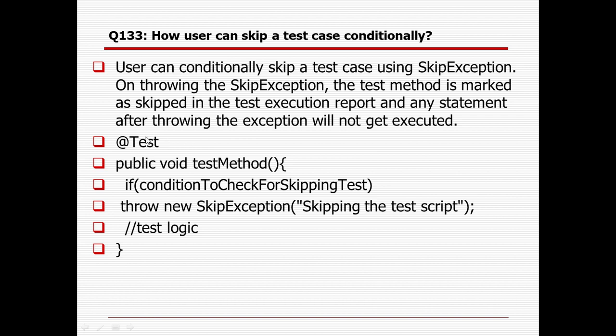So at the test annotation, after that you need to create a method. If the condition to check for skipping the test is met, it throws a new skip exception, and then it will stop there. Skipping the test case, it will provide the output, and after that it will stop. It will not be executed further.